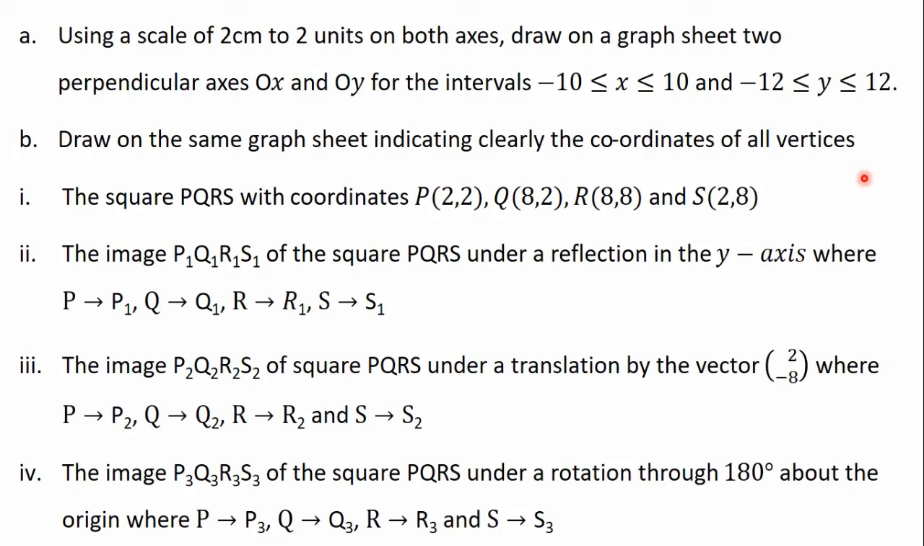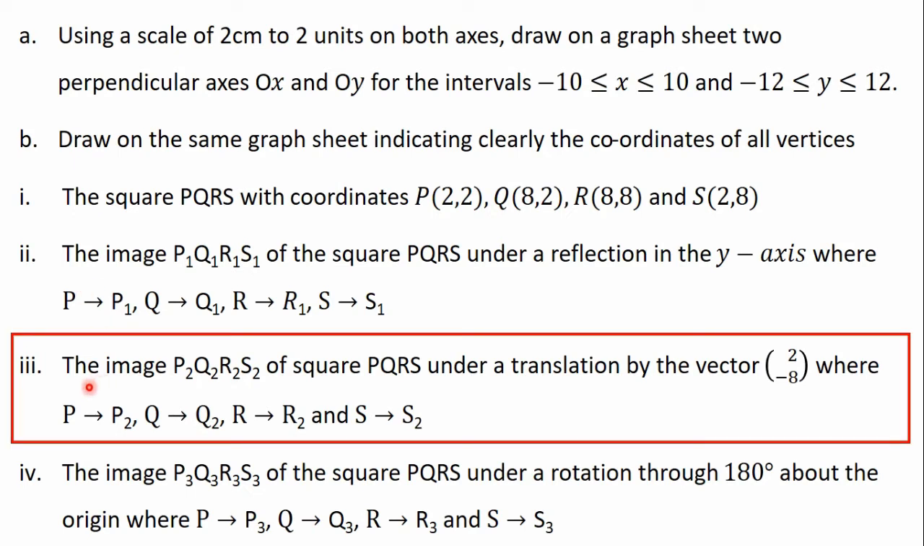Welcome back. We started solving this question in the previous video and we solved the first three parts. So we have solved the A part, the B, I, and II parts. In this video, we will look at B, I, and BIV. So we will begin with B, I.